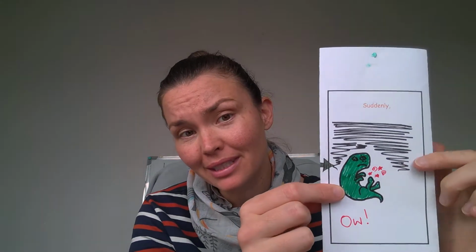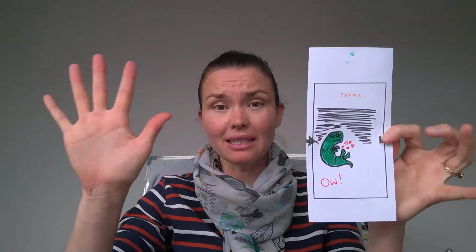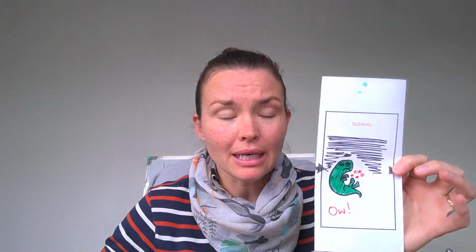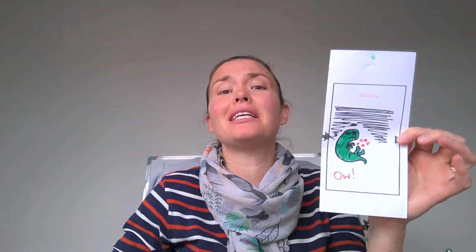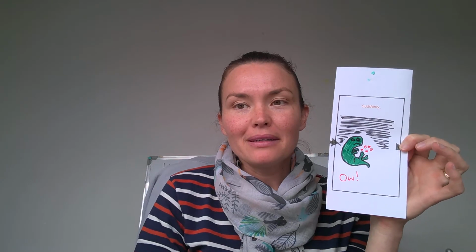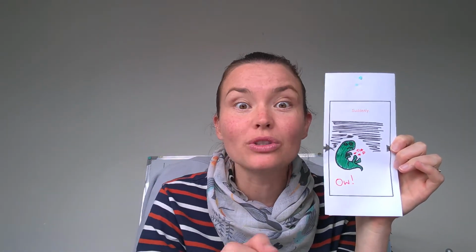So I'm going to convert this into a sentence. Suddenly, Fred fell over. He couldn't see where he was going and he really hurt his leg. Oh no. Let's try that again. Suddenly, Fred fell over. He couldn't see where he was going and he hurt his leg. Oh no. Suddenly, Fred fell over. He couldn't see where he was going and he really hurt his leg. Oh no. I'm going to practice putting that into a couple of sentences. Be right back.